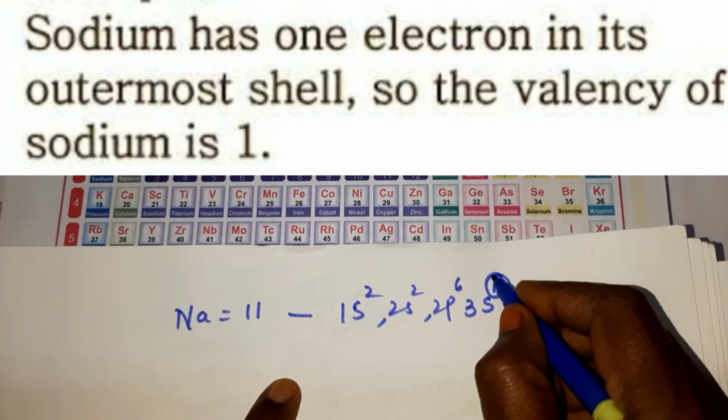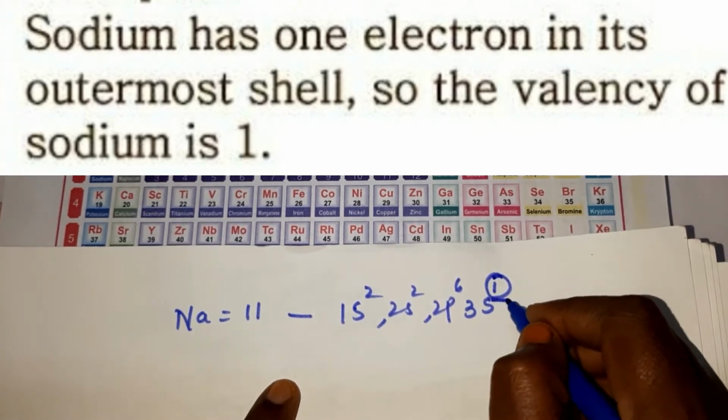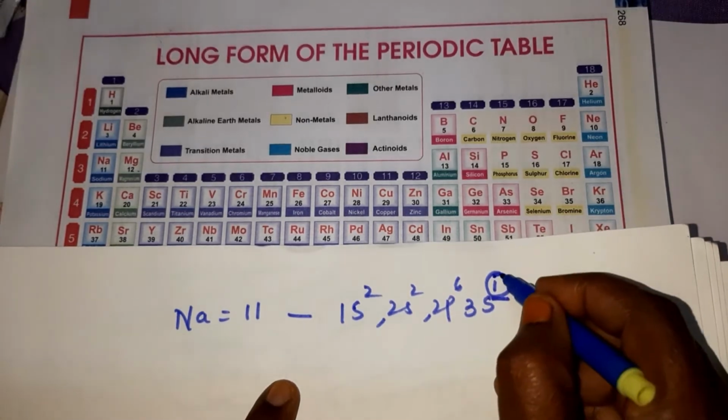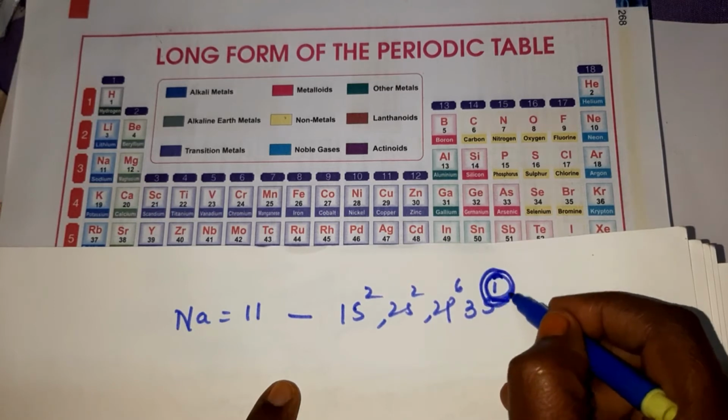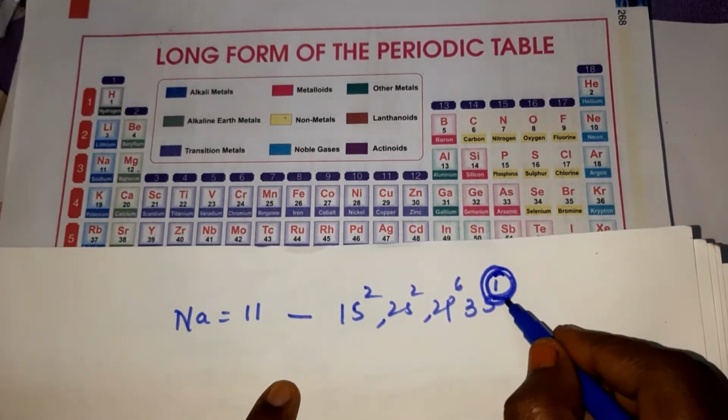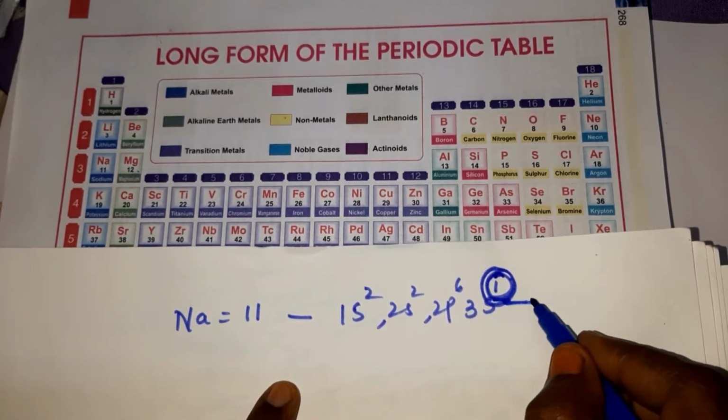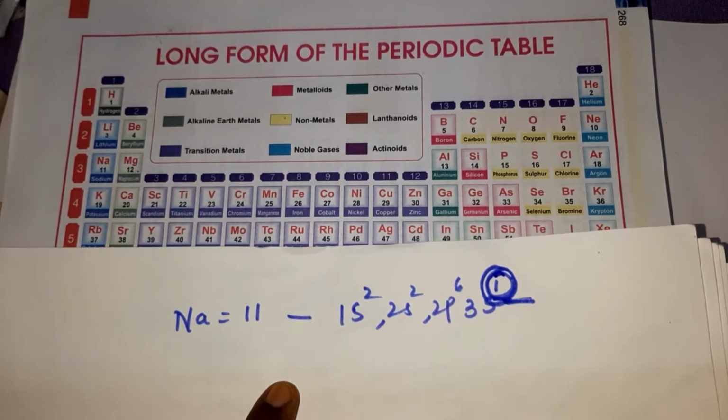In the outermost shell, it can donate. So we call this the valence electron, or valency. The sodium valency is 1 because this one electron can be shared with other atoms to form molecules or compounds.